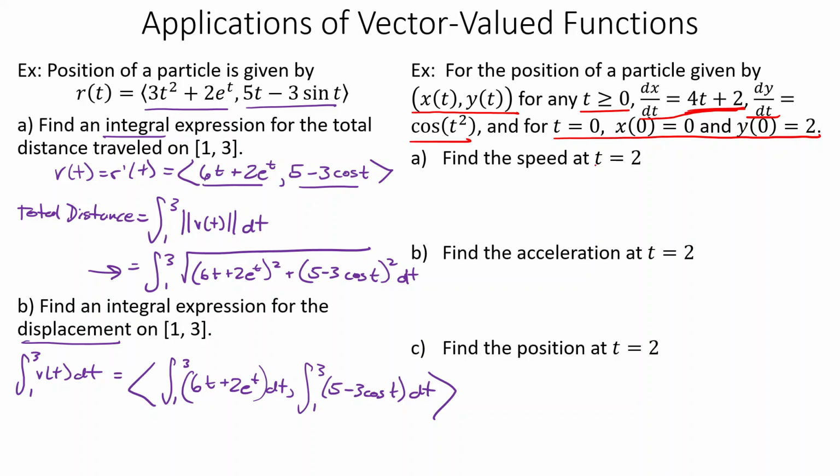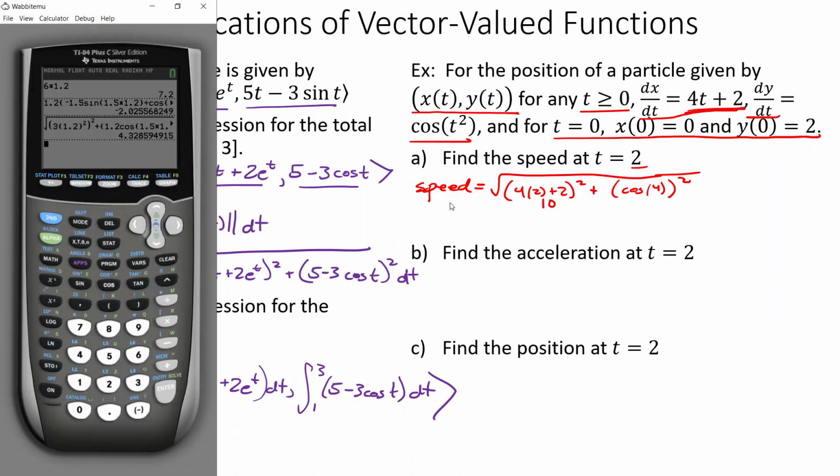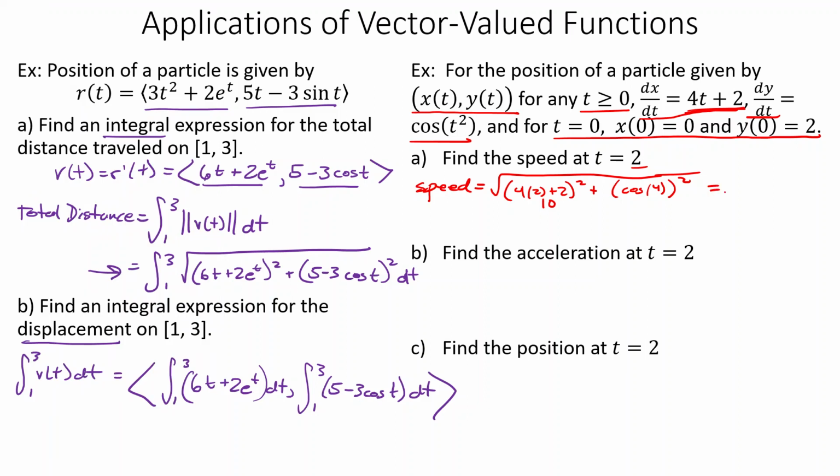Find the speed. All right, well, the speed was the square root of the x guy squared at that point, so it'd be 4 times 2 plus 2 squared, plus the y guy squared at that point, so it'd be cosine of 2 squared, so cosine of 4 squared. All right, and we would just plug that into the calculator. Let's see, 8 plus 2 is 10, so that's 100 plus cosine squared of 4. I don't know what cosine of 4 is. So second square root, 100 plus parentheses cosine of 4, close parentheses, close the other parentheses, squared. And there we go. It's just a little bit bigger than 10, 10.021. There's our speed.